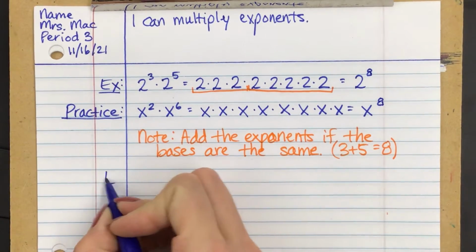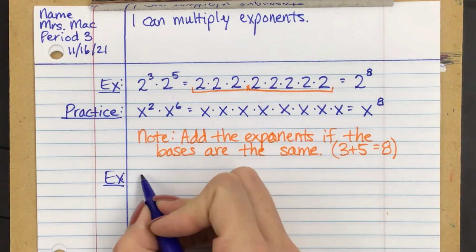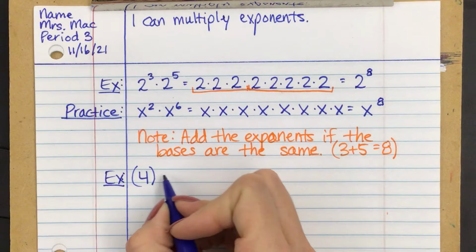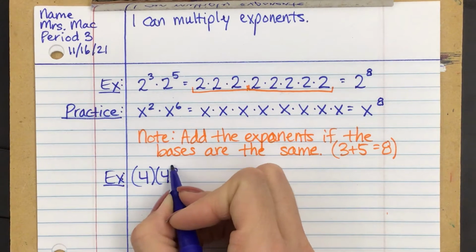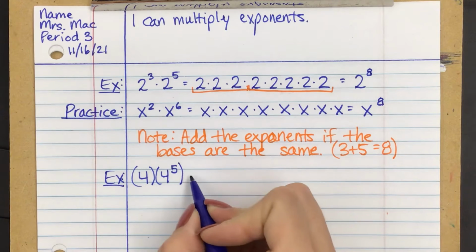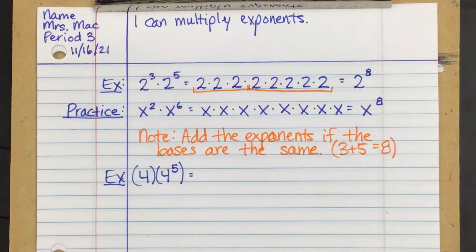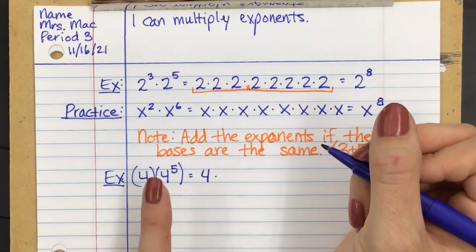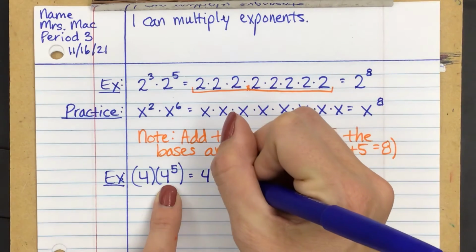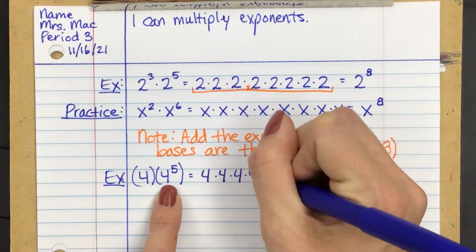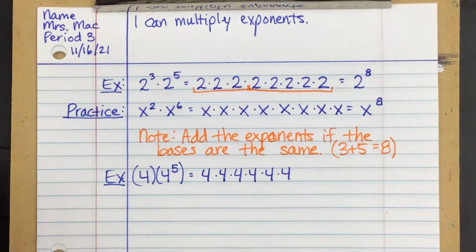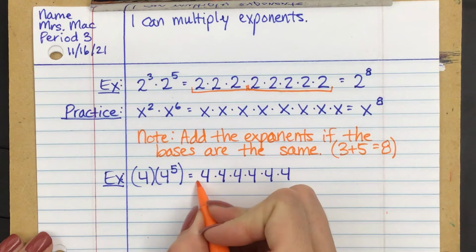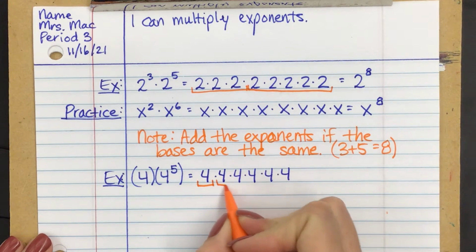So let's start with this one. 4 times 4 to the 5th power. Okay. So for the sake of this one, I'm actually going to write it out in expanded notation so you can see what's happening here. We have 1 4 here, so 4. And then for this 4 to the 5th power, we're going to multiply 4 together 5 times. So this right here was that first part, and this is the second part.